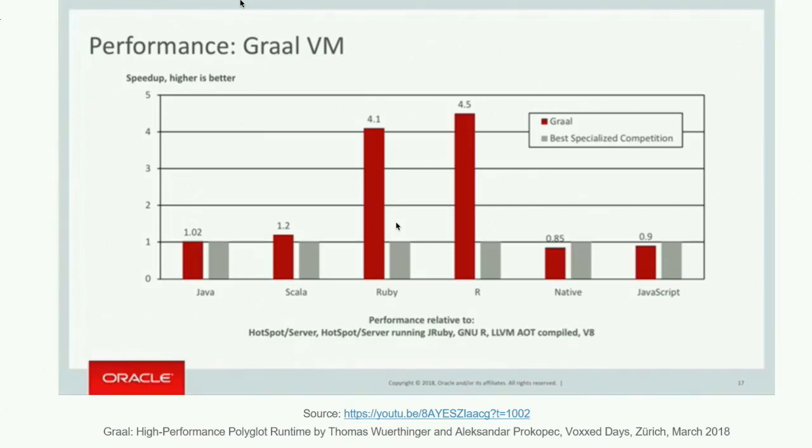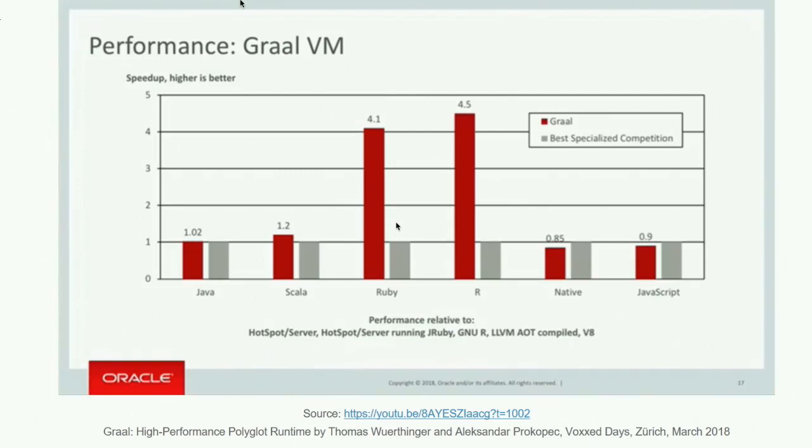Because the best in class there is Google V8. And Google V8 really invests a lot of money to improve the performance constantly. And it's difficult for the small Graal team to catch up with these performance improvements.